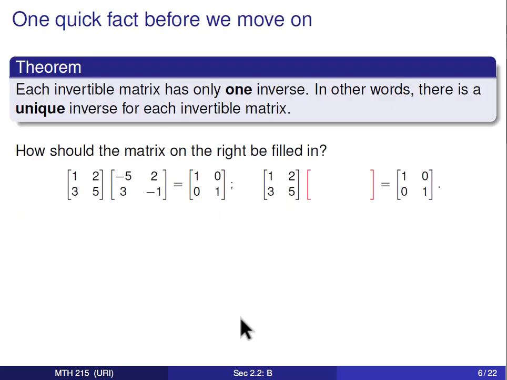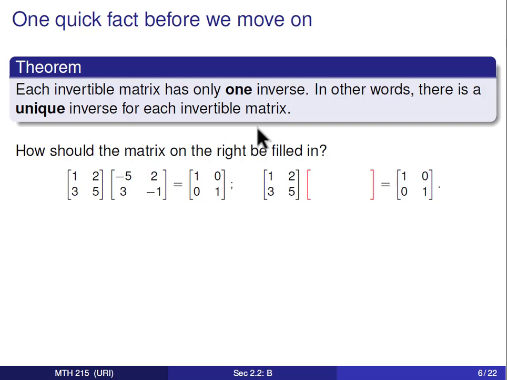We've been talking about the inverse of a matrix. We're going to explain why we say that. It turns out that each invertible matrix has only one inverse. In other words, there is a unique inverse for each invertible matrix.